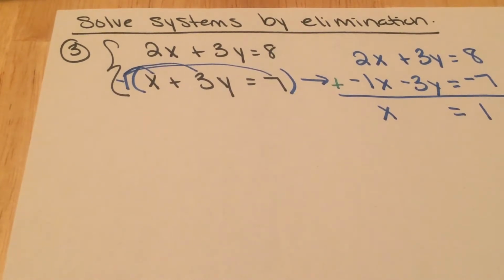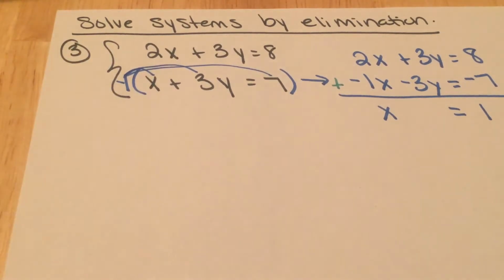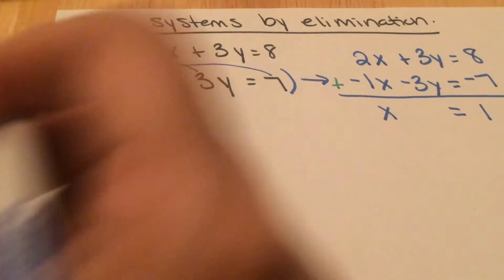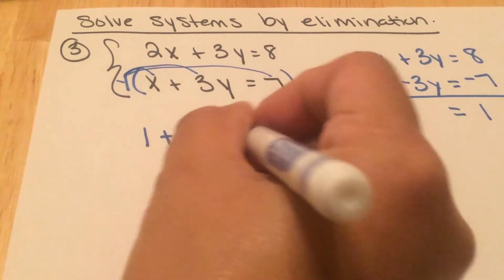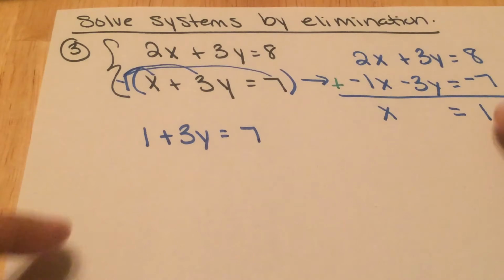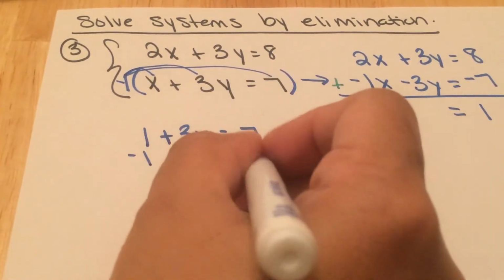Again, we have to have an ordered pair, so I'm going to substitute this back in. Which is the easiest equation to work with? I'm thinking maybe the bottom one, but again, it's not going to matter. So I'm going to substitute that: 1 plus 3y equals 7. So all I did was substitute my 1 in for the x. And then I'm just going to solve this equation.